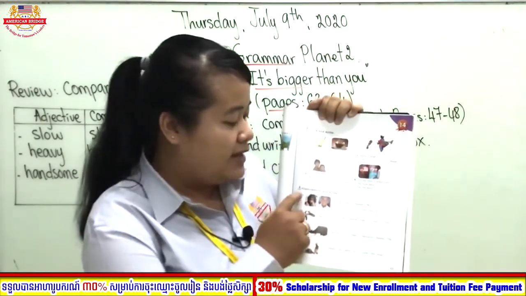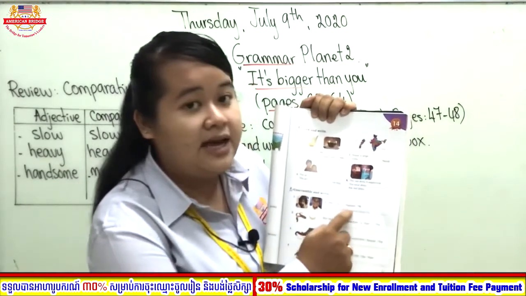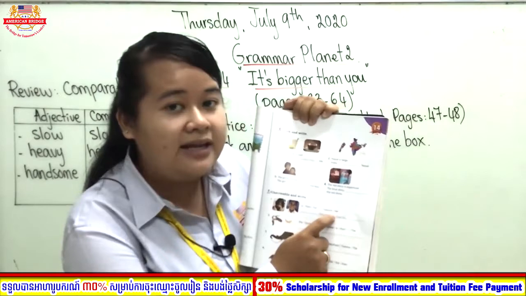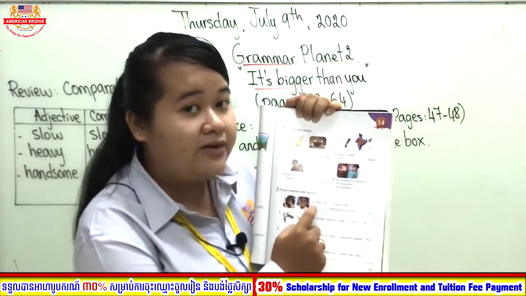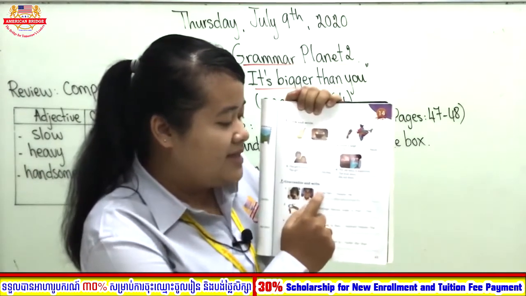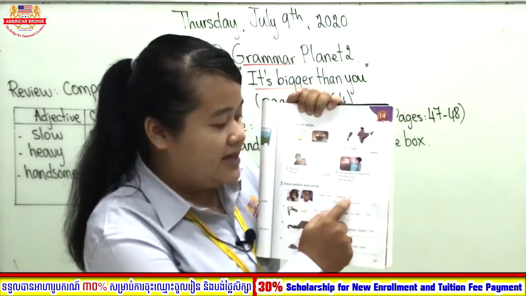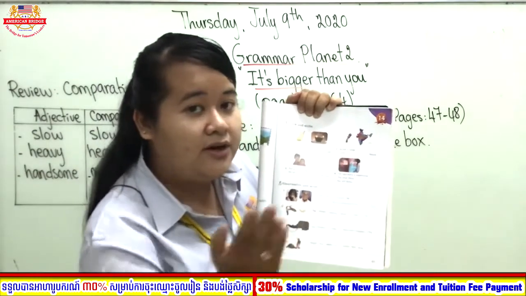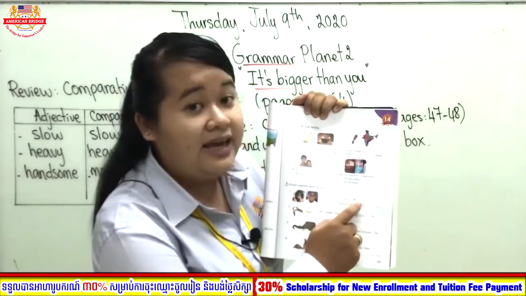And now let's move to letter F, unscramble and write. So here is the unscrambled sentence that you need to arrange into the correct one, right? Example, this one, number 1. We have is, then, her, happier, and he. So we unscramble it to the correct sentence: he is happier than her.